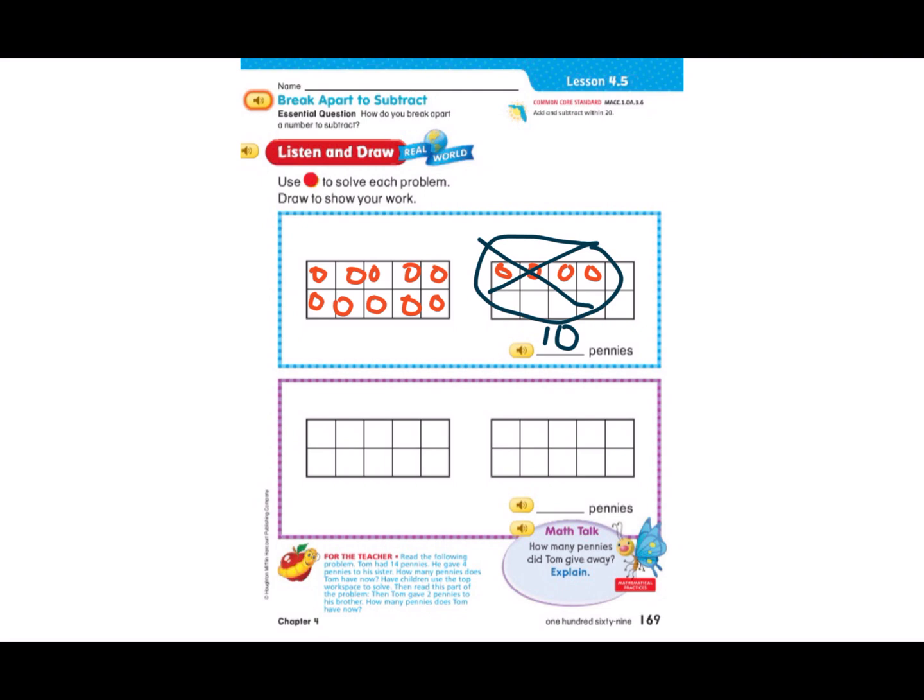Then Tom gave 2 pennies to his brother. How many does he have now? So after he gave 4 to his sister, he only had 10. Then he gives 2 to his brother. So I'm going to circle and cross out 2. How many does he have now? Count with me. 1, 2, 3, 4, 5, 6, 7, 8. And remember, anytime throughout this video, you can play and pause as needed.